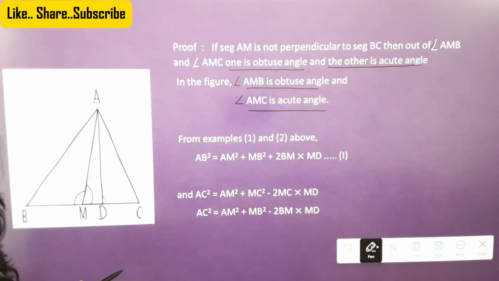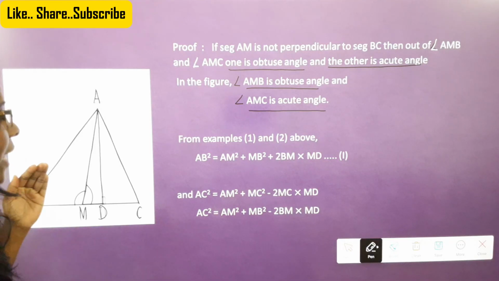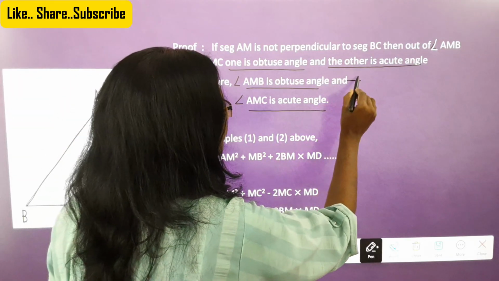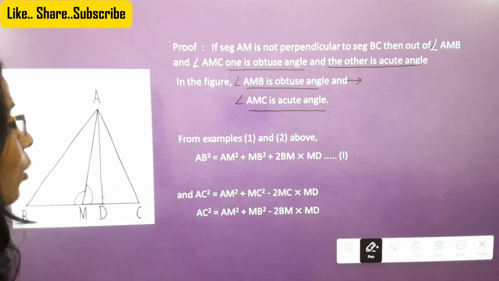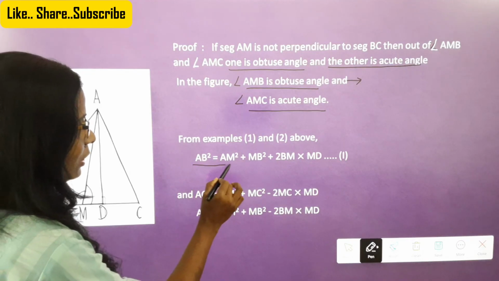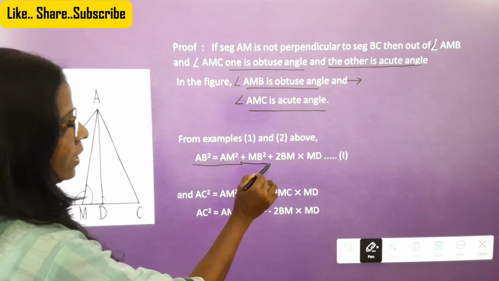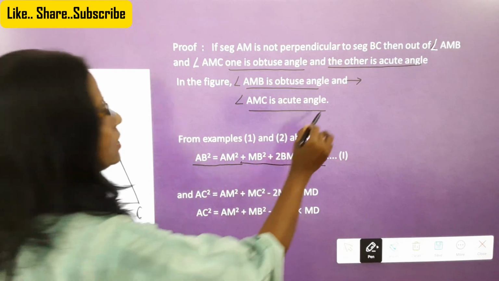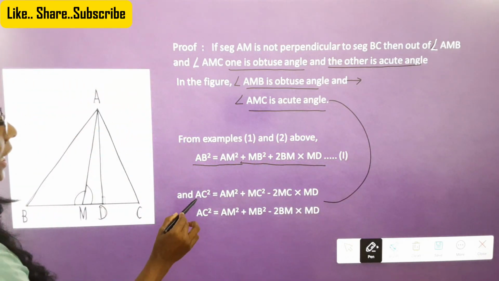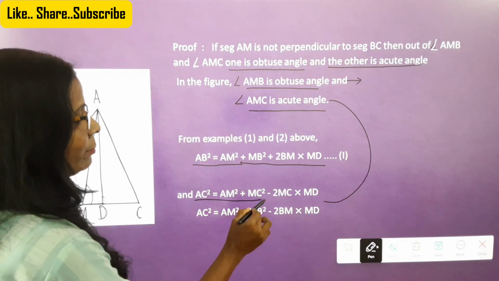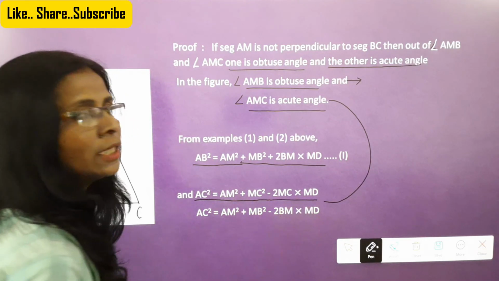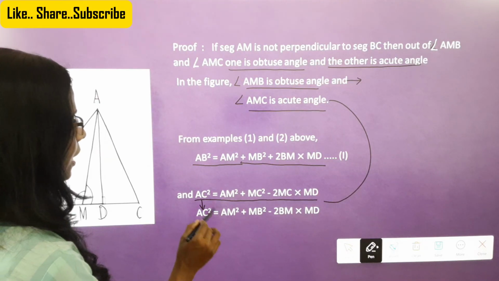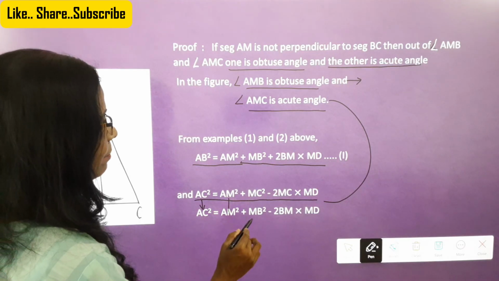So now from the first and second equation: if it is an obtuse angle, then AB square is equal to AM square plus MB square plus 2BM multiplied by MD. And if it is an acute angle, then AC square is equal to AM square plus MC square minus 2MC multiplied by MD.